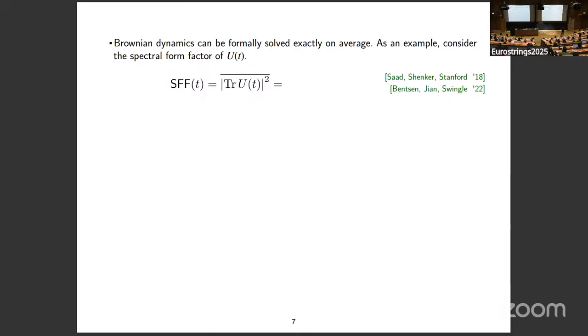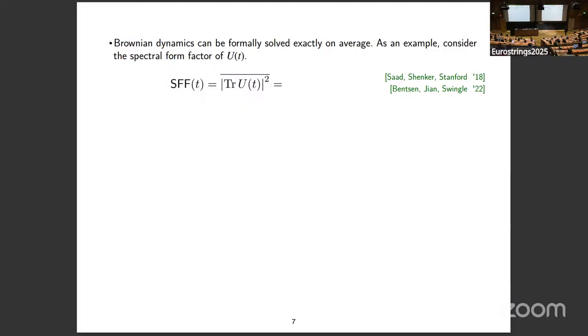Okay, so let me just tell you what the advantage of choosing this kind of dynamics is. The advantage is essentially that we can solve the dynamics on average exactly. Let me just illustrate this with what is known as the spectral form factor. I could do it with correlation functions as well, but for simplicity, let's consider the spectral form factor, which is some correlation function of the spectrum of the time evolution operator.